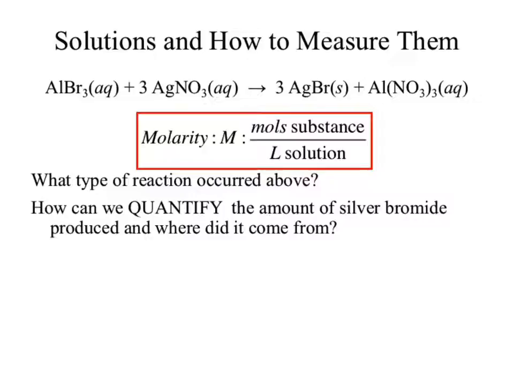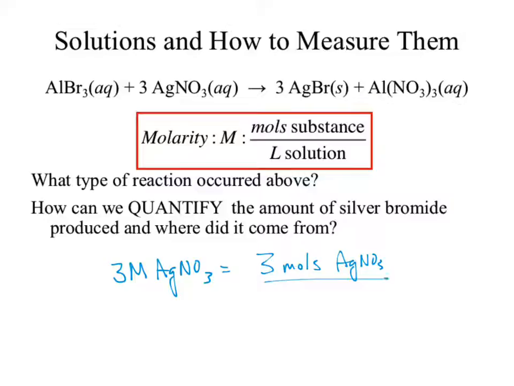So now if I looked at silver nitrate, and I wanted to know something about how much silver nitrate was there, if I said I had 3 molar silver nitrate, does that allow me to quantify how much silver nitrate was there? Well, that's really just saying I have 3 moles of silver nitrate per 1 liter. Okay. How could I use that to quantify the moles? What other information would I need?